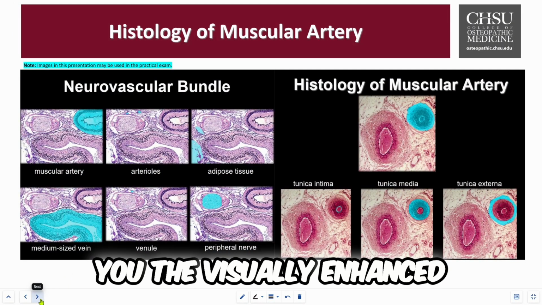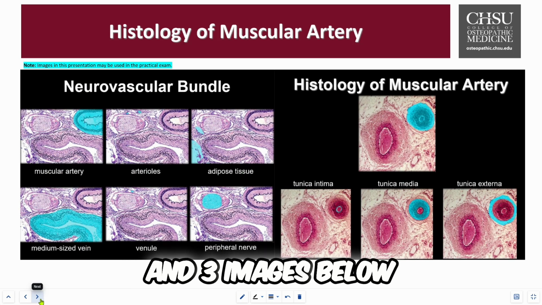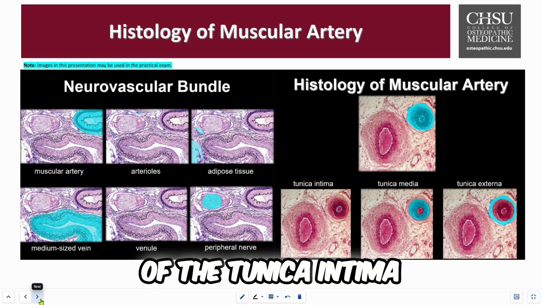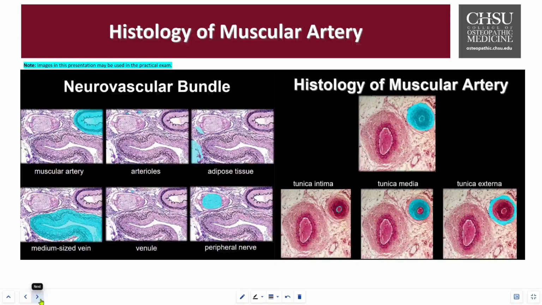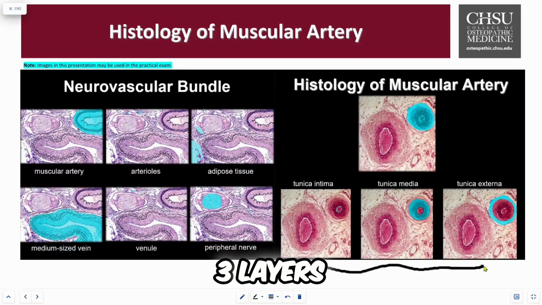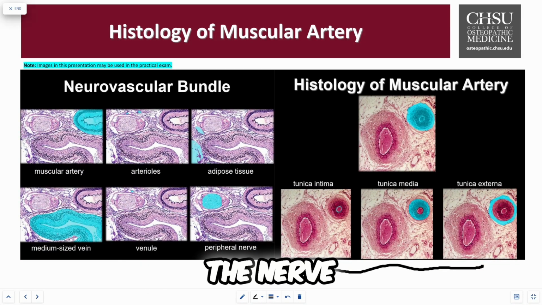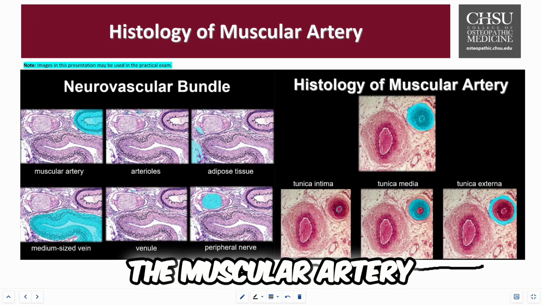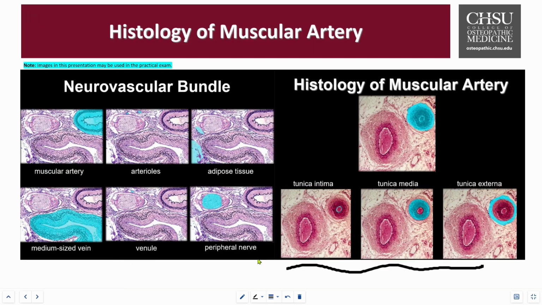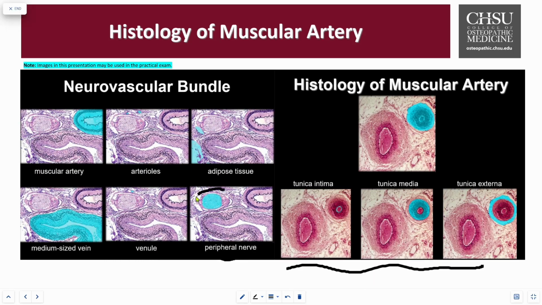And this slide shows you the visually enhanced view of the muscular artery and the vein. The 3 images below highlight the color code of the tunica intima, the tunica media, and the tunica externa. On the right, you see the 3 layers. And over here, you can also see the group of vessels and the nerve, demonstrating how they are often found together in the body. You can see the muscular artery, the arteriole, the venule, the medium-sized vein, and also the peripheral nerve over here.